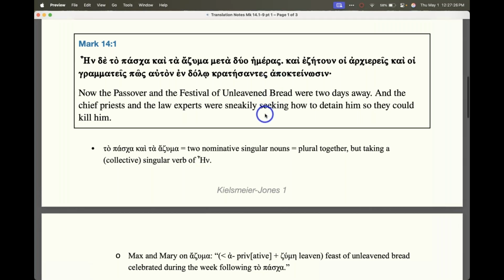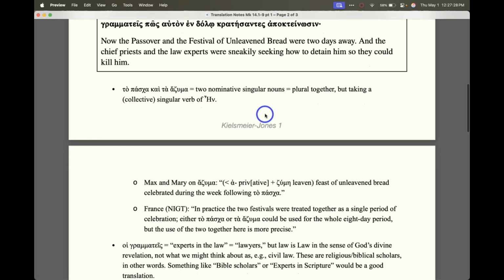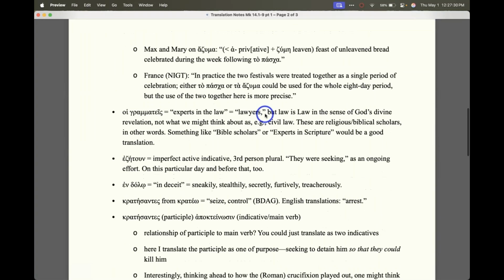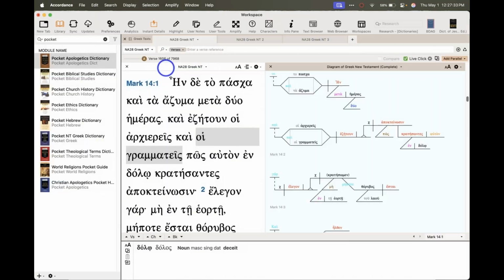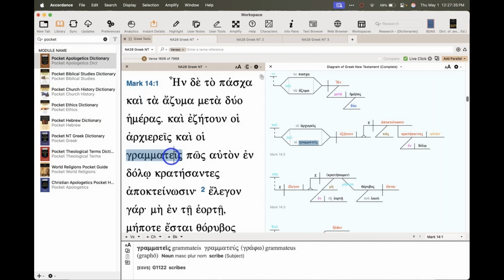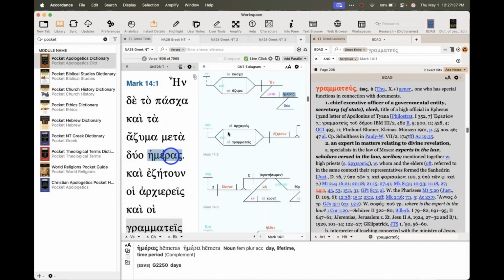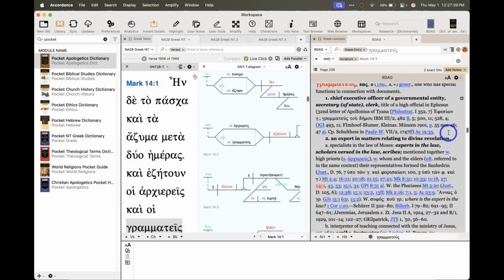It's certainly not the only way to translate these verses, but let's start with the who here. We've got hoi grammates. If we triple click that to look this up in BDAG, we can see more on this.